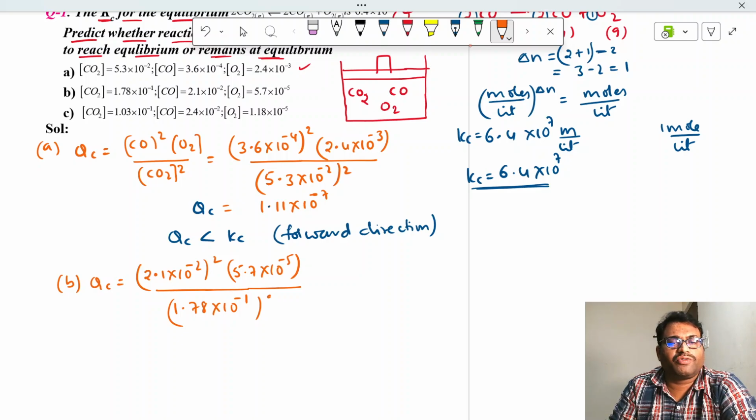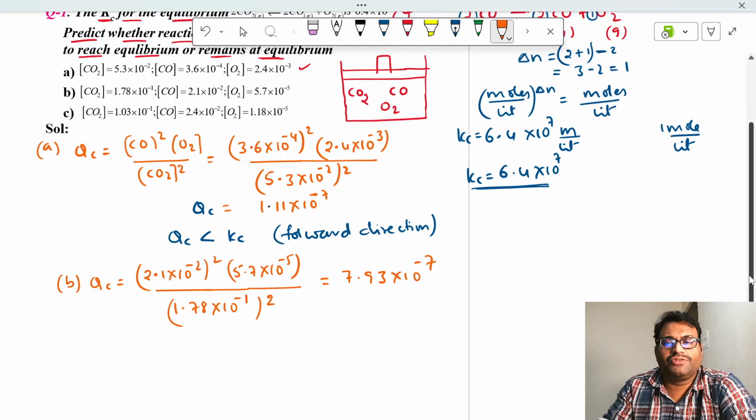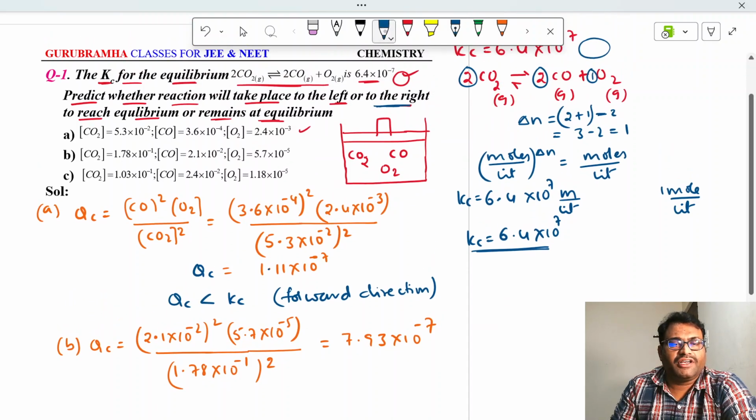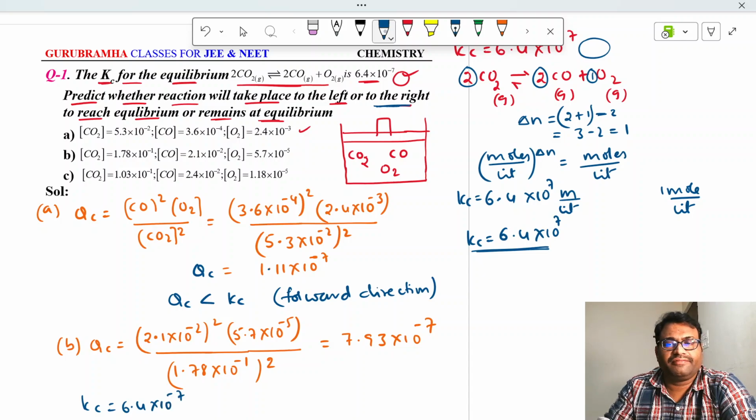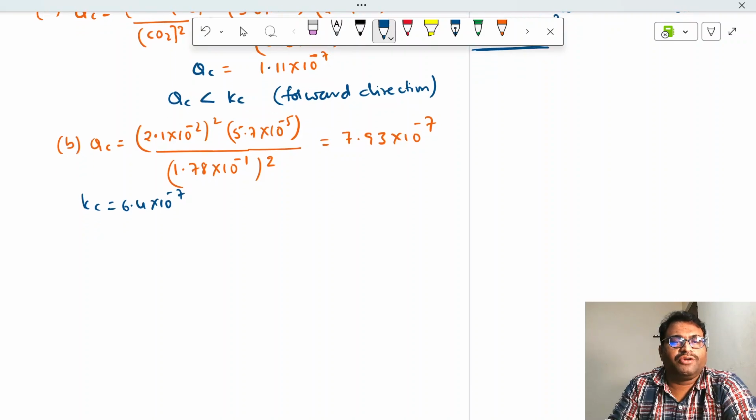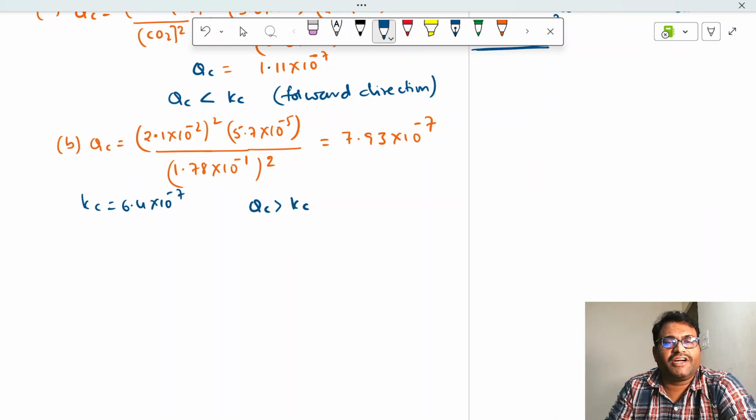Minus 1 carbon dioxide square. Then if you solve it, what you get? 7.93 into 10 power minus 7. So what is KC given? KC is equal to how much? 6.4 into 10 power minus 7. Right? So now you say QC greater than KC or KC greater than QC? QC is greater than KC. As QC is greater than KC, what reaction occurs? Backward reaction. The net direction of the reaction is backward direction.